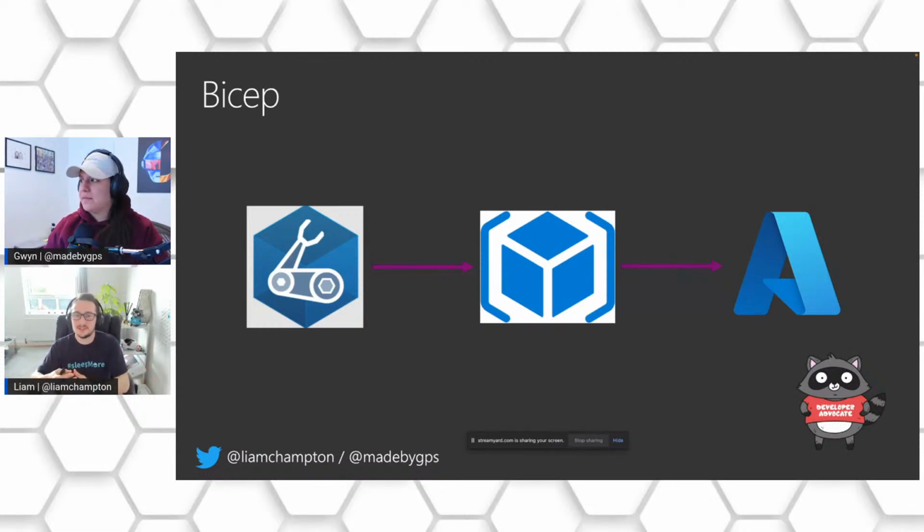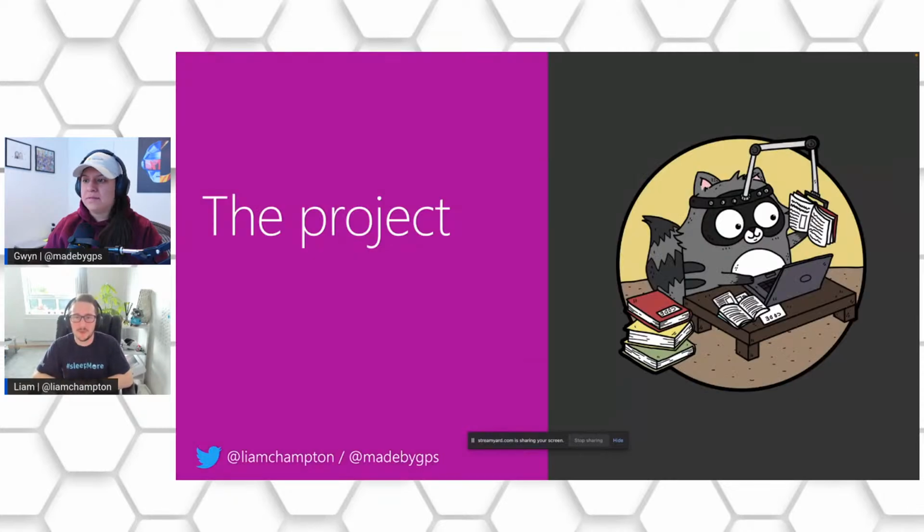You build it, it converts it to a JSON file, ends up as an ARM template. You can then deploy that into Azure. So the project we're going to be playing with today, we're going to show you how to do that.